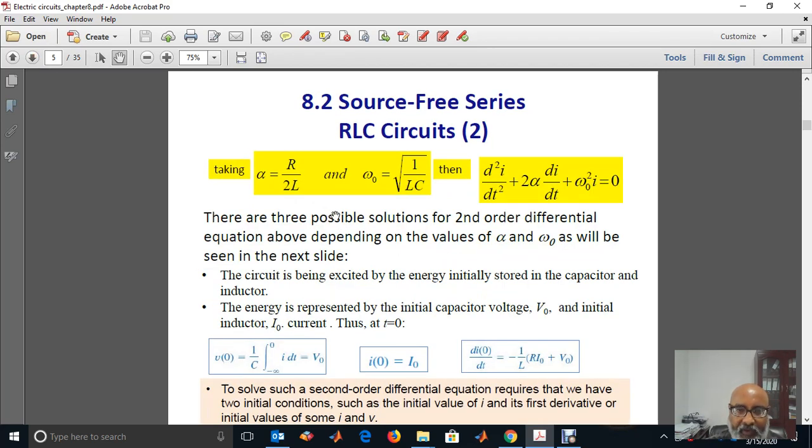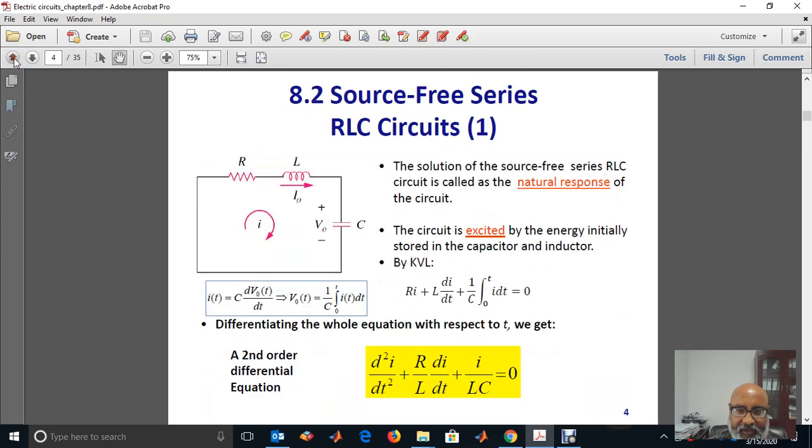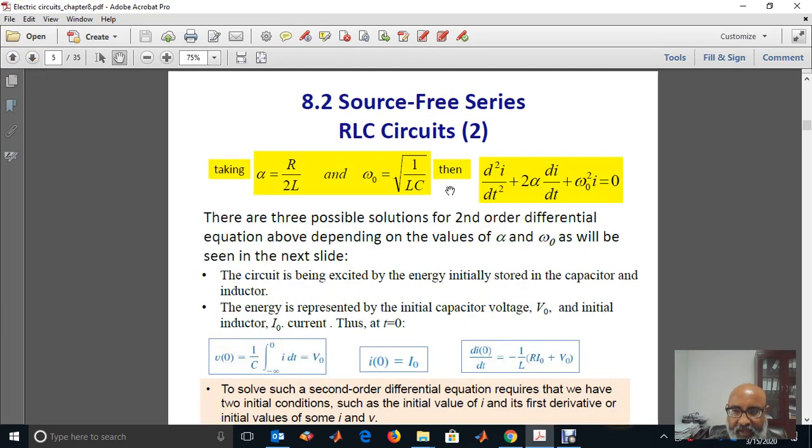Now, we can write the previous differential equation in terms of alpha and omega naught, like this: the second derivative of I plus 2 alpha di by dt plus omega naught square I is equal to 0. Alpha is R over 2L. Omega naught is the square root of 1 over LC.